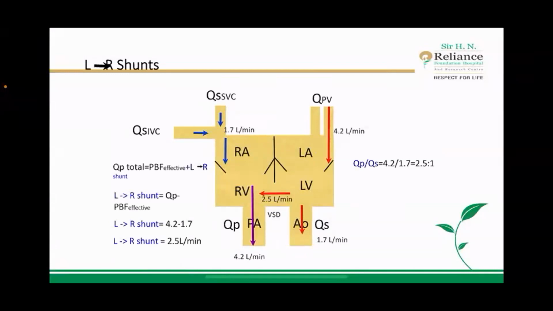The same thing is explained here. So the total left to right shunt will be the difference between 4.2 and 1.7, which is 2.5 liters. So 2.5 liters is the shunted fraction that is going across the VSD.